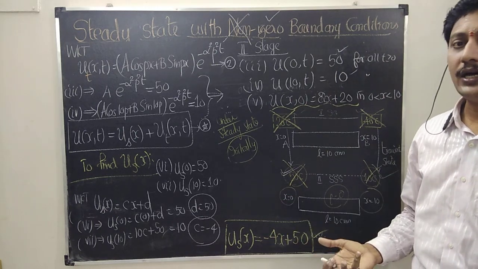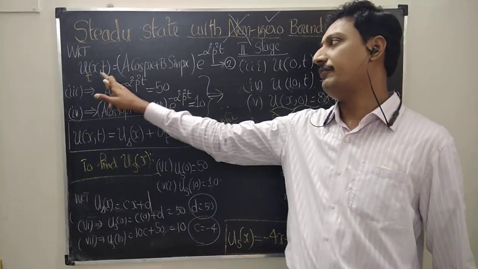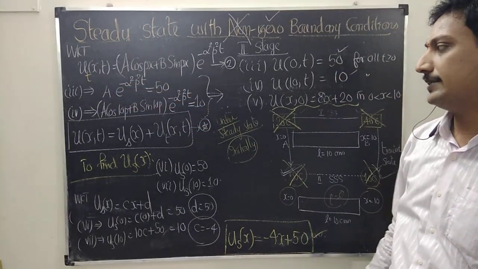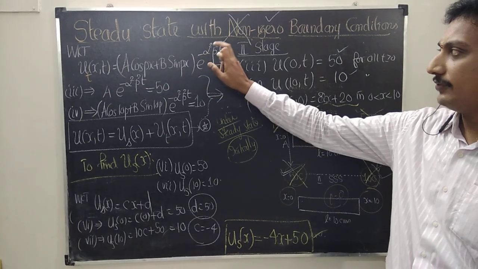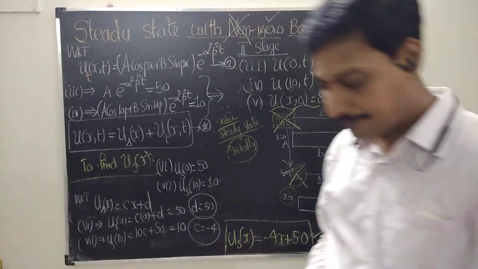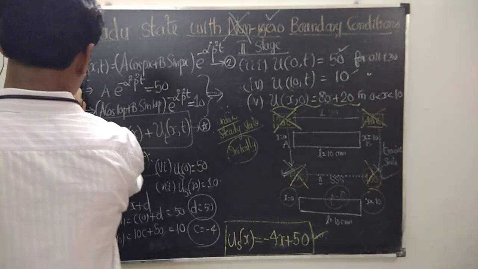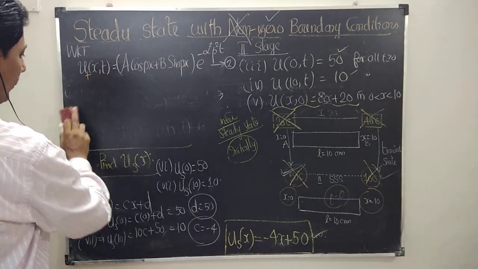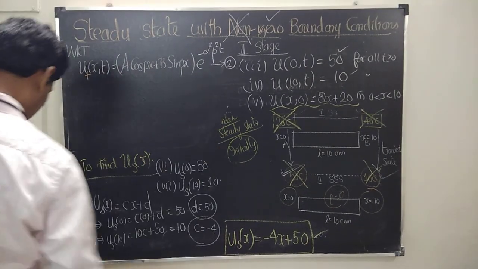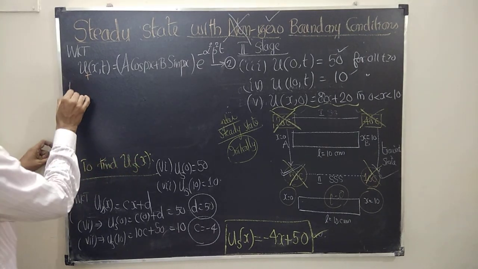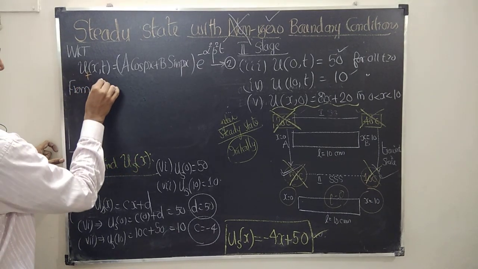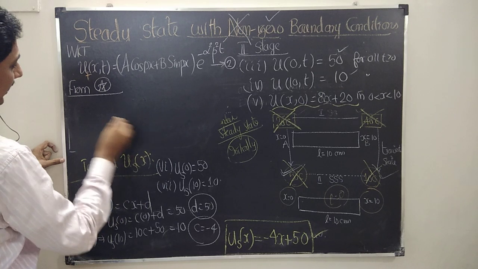Only then can we get the unknown constants in u_t of x comma t, (A cos px plus B sin px) into e power minus alpha square p square t. So let us find the boundary conditions. How are we going to get them? Let us see. From the hash equation, what will we get? From the star equation, what is the star equation?